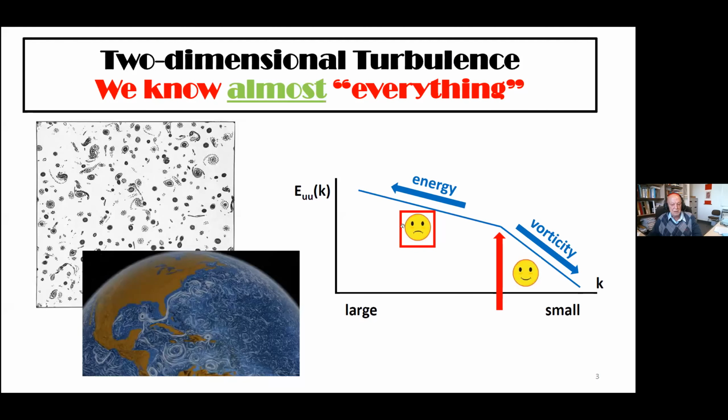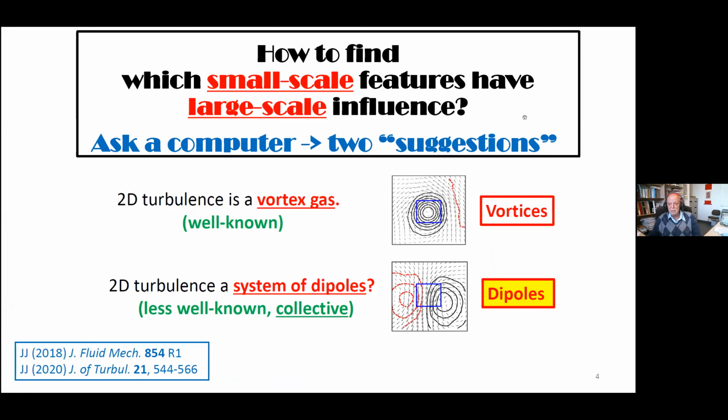Okay, so I started looking at this. And how do you look at this? Well, you can think, or you can ask the computer. And because I've been playing with computers for some time now, I decided to ask a computer. And that essentially means for the computer to try everything and try to find out which small scale features have a large scale influence, because this connection between the small scales and large scales is what the inverse cascade will be, something like that.